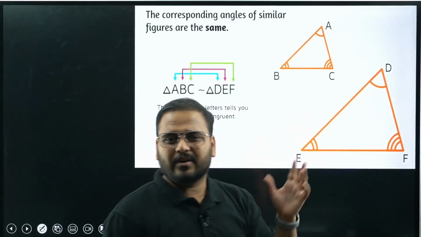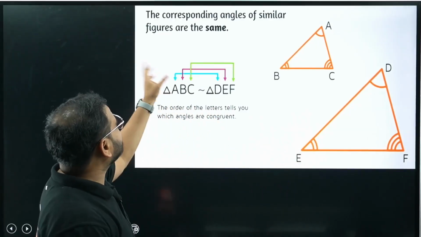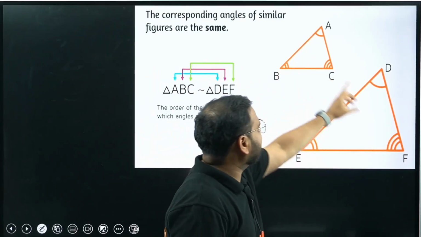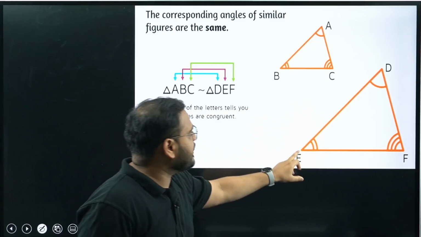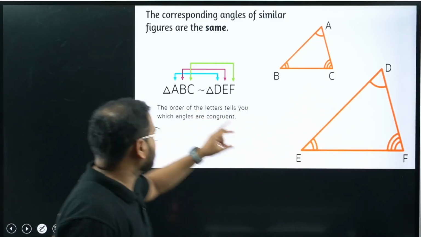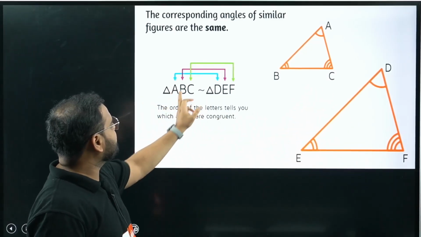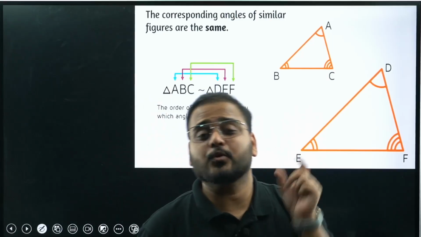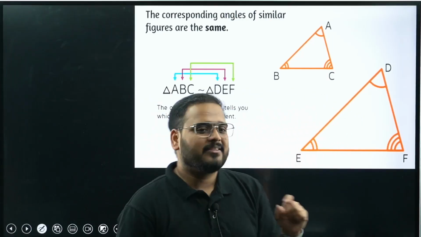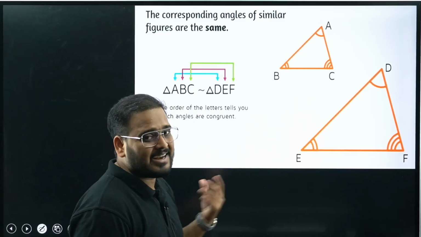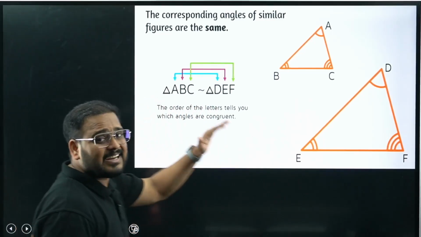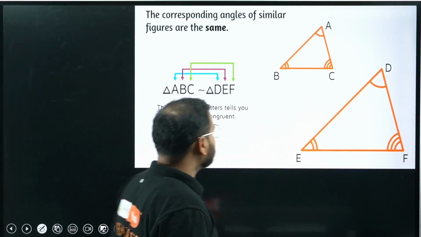I've taken a summary of this. Have a look. Corresponding angles of similar figures are the same. Means what? Always think A will be with D, B will be with E, and C will be with F. Please check. A with D, B with E, C with F. That's why when you're naming the triangle, it's very important to name it correctly. The name of the triangle is very, very important to write properly. Okay, great. And the side has to be what? AB to DE. Have a look.